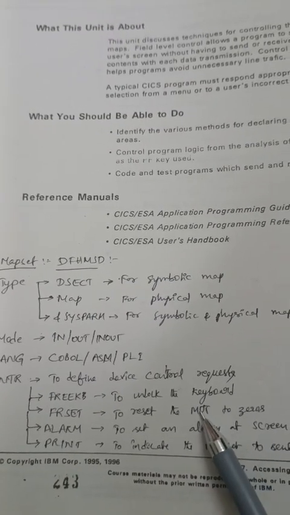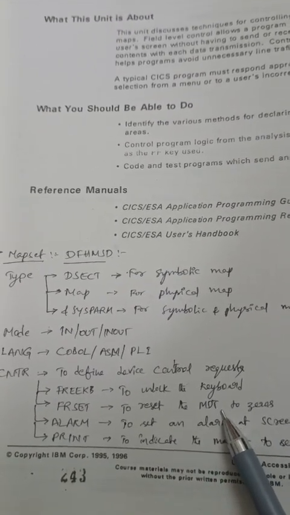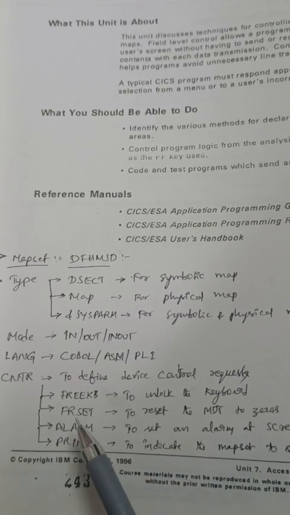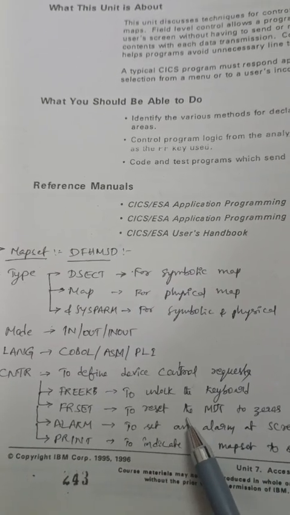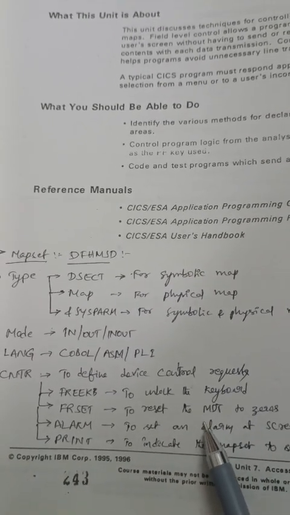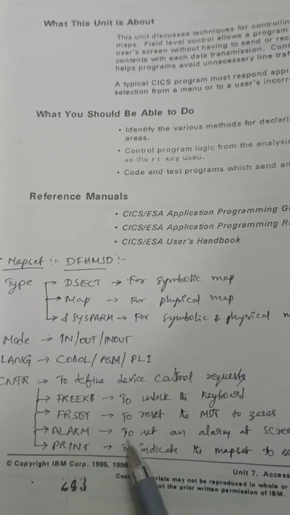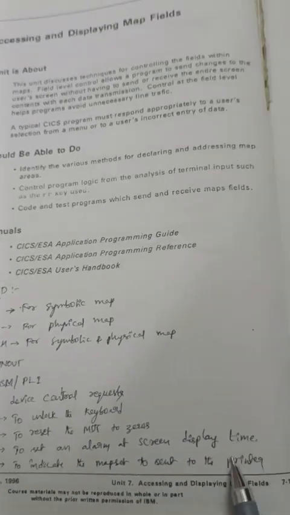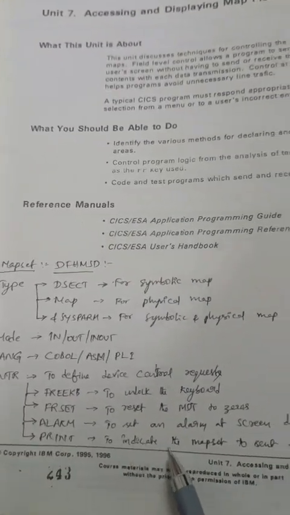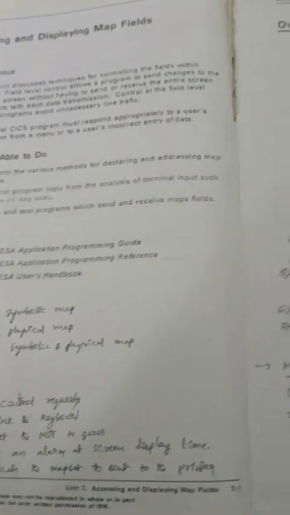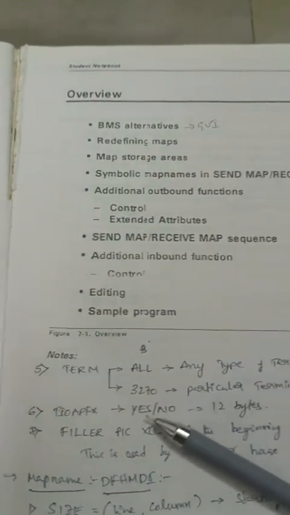MDT parameter is nothing but, whenever the user has entered data, the flag is turned on. Here it is turned off, which means the keyboard is free and the user can enter data. ALARM means to sound an alarm when the screen is displayed, and PRINT means to indicate the map set is to be sent to the printer. These are the MSD parameters.